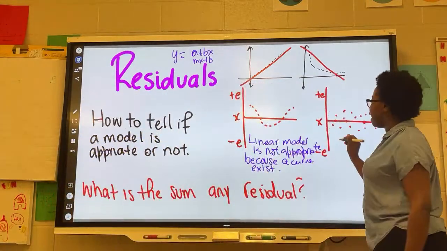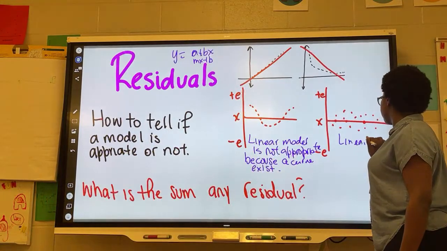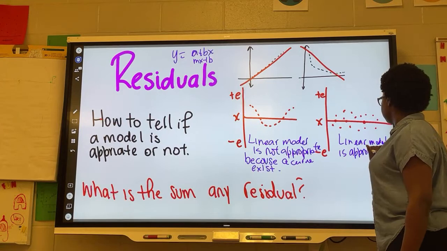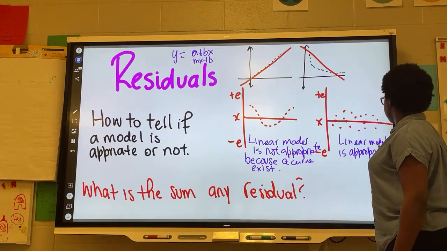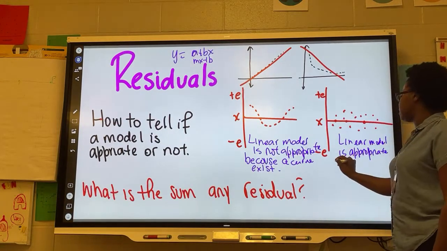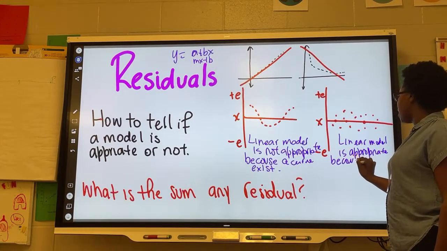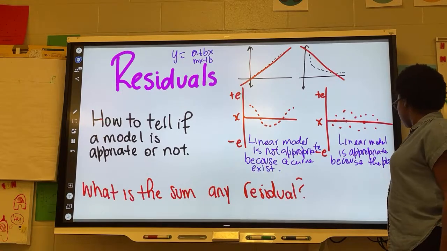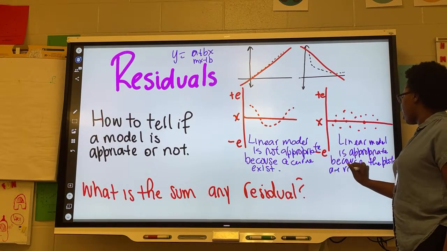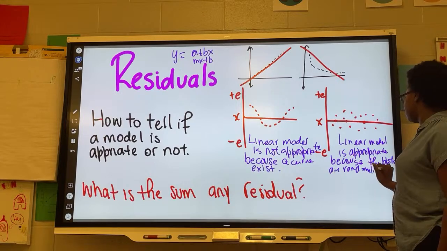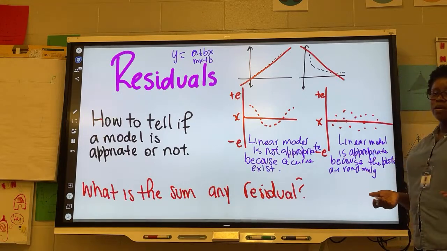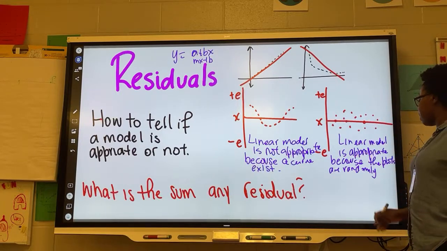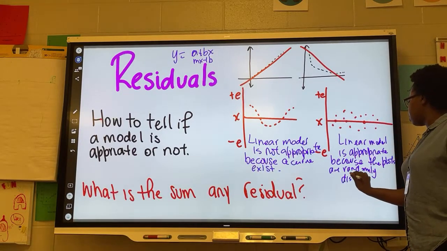For this second graph, we'll say the linear model is appropriate. And the reason behind this is because you see random scatter, because the points are randomly distributed. How you talk is basically how you write, but ensure you just say that it's random and no curve is there. Randomly distributed.